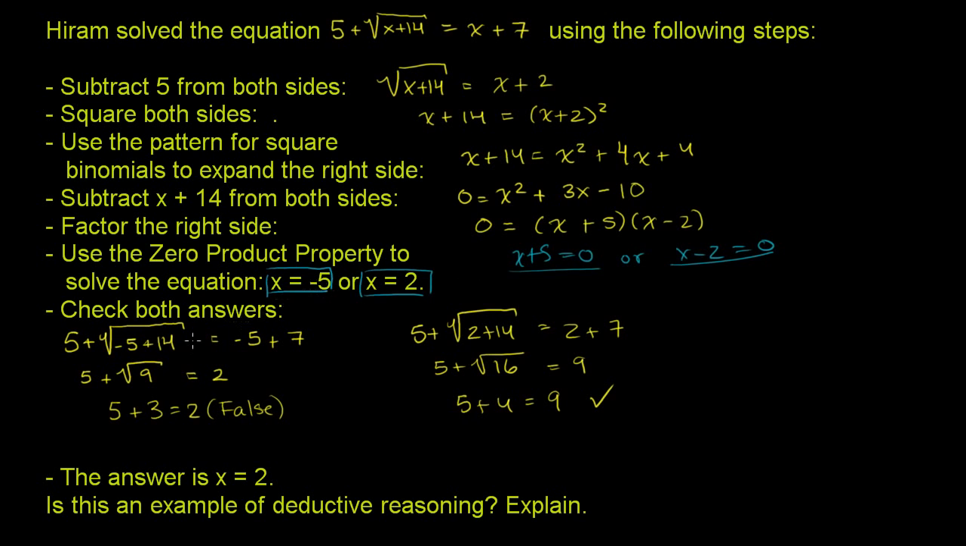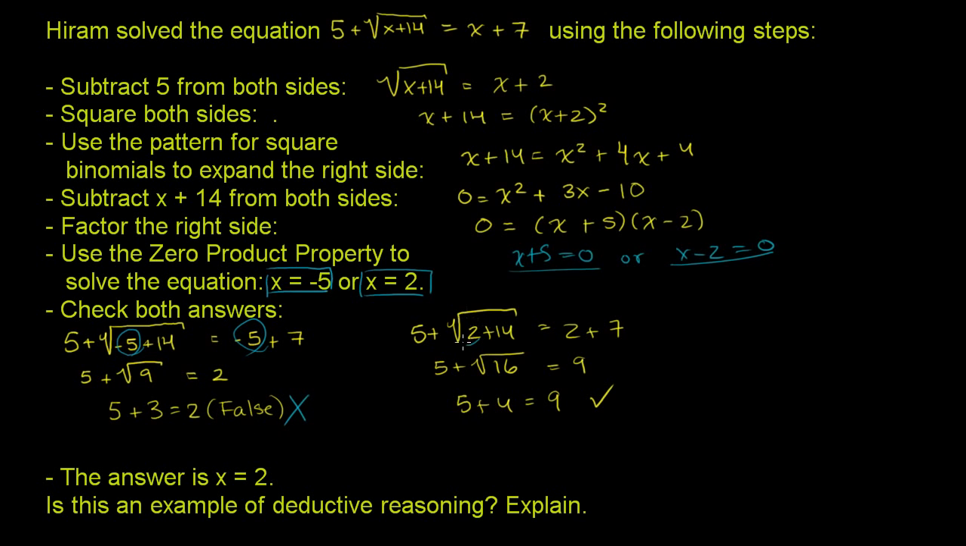He substituted negative 5 into the original equation. So he substituted negative 5 in there. It shows up twice. 5 plus the square root of negative 5 plus 14 is equal to negative 5 plus 7. Let's see what else he did. Then this becomes the square root of 9. This becomes 2. And then you get 5 plus 3 is equal to 2, which is false. This is not true. And he wrote that down.